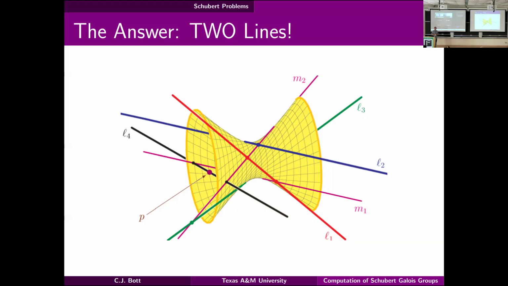You can also see that there is a Galois group here, admittedly a very not interesting one, which is you get the full permutation group S2. You can see this point P in between our 2 solution lines, M1 and M2.